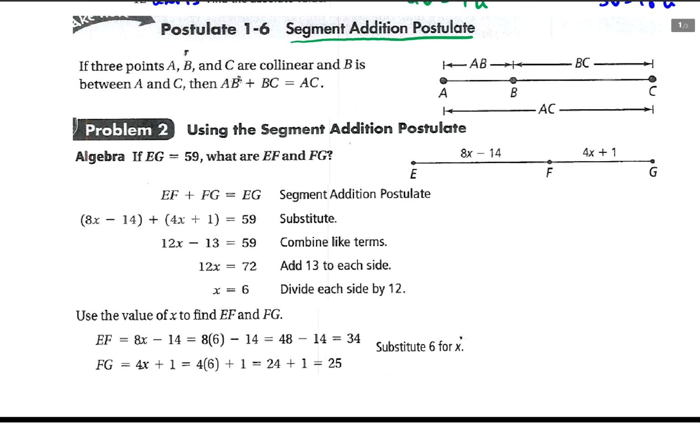Okay, the segment addition postulate says that if 3 points, A, B, and C, are collinear, now remember that means that they are all on the same line. So we look here, we have points A, B, and C, and they are all on this line. And B is between A and C. So we need to have B in the middle. Then this formula is true.